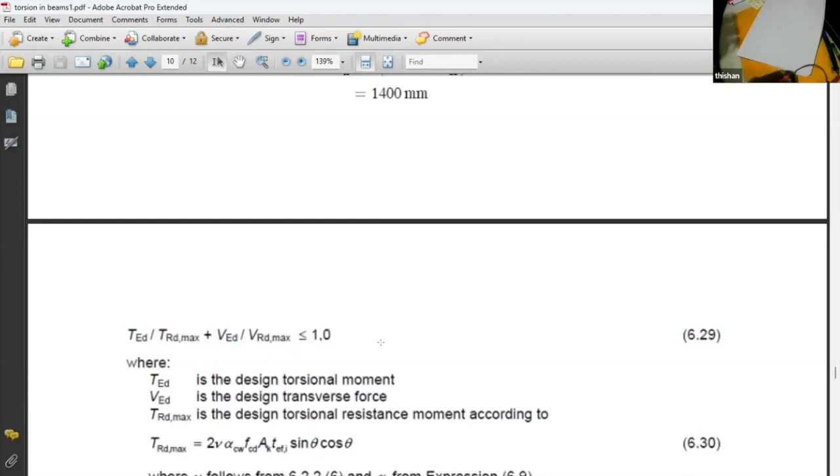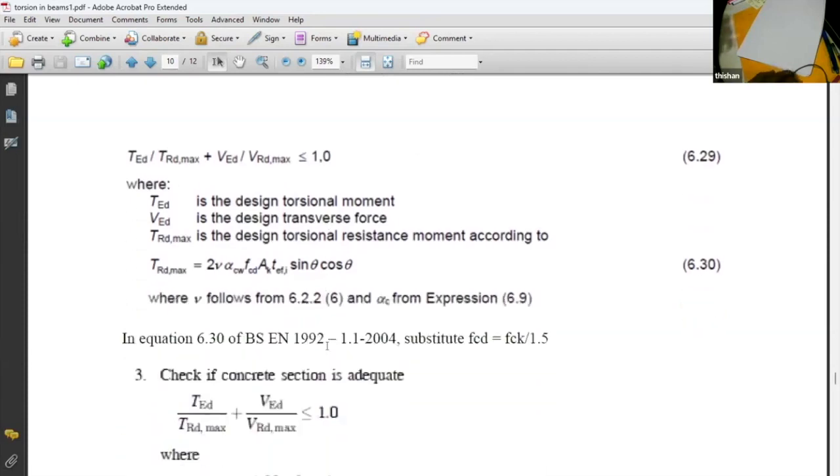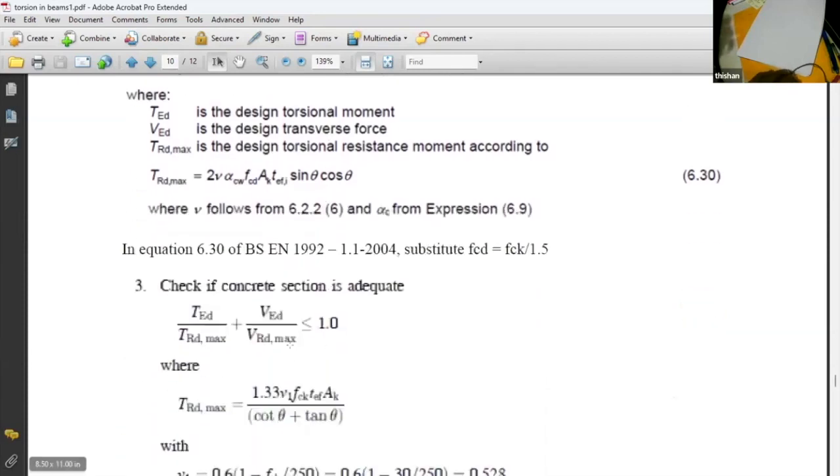But when we do this check, if it fails, don't increase the depth. That is not going to help you. You must increase the width of the section. Move from rectangular to square, then you will be clear. Is that clear? Yes, sir. That's clear. So we have to check it.